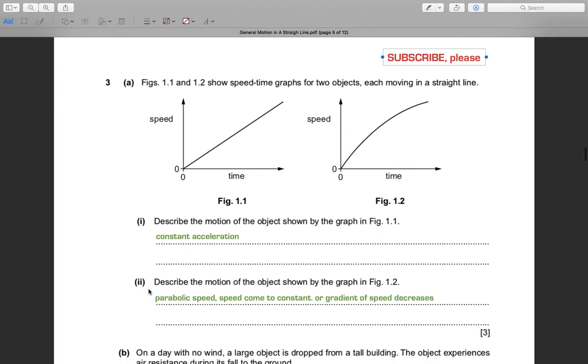For the next question, describe the motion of the object shown on the graph in figure 1.2, parabolic speed. This is parabolic speed. So the graph is not constant acceleration, but the acceleration decreases, because the gradient goes smaller and smaller. So we can say the gradient of speed decreases.